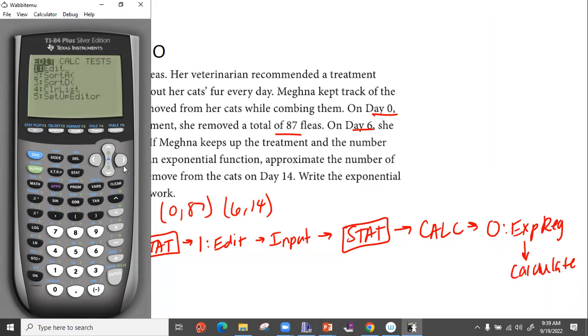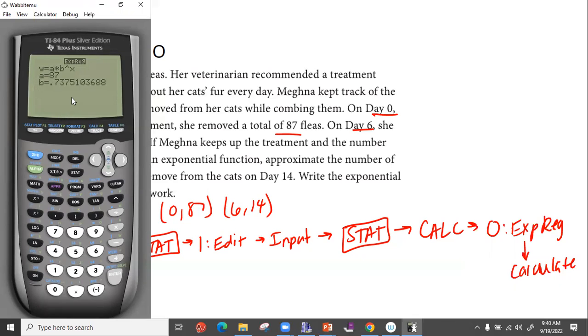All right, here we go. So, stat. Edit. I'm going to put in my values, 0, 6, and then 87 and 14. So we went stat, one for edit, we input. Now we're going to go to stat, arrow over to calc, and then to zero. The reason why I press zero is because it says zero, exponential regression. Do we see it? So we press zero. And now I have to scroll down and press calculate, which is why I updated my calculator so that we can have more similar steps.